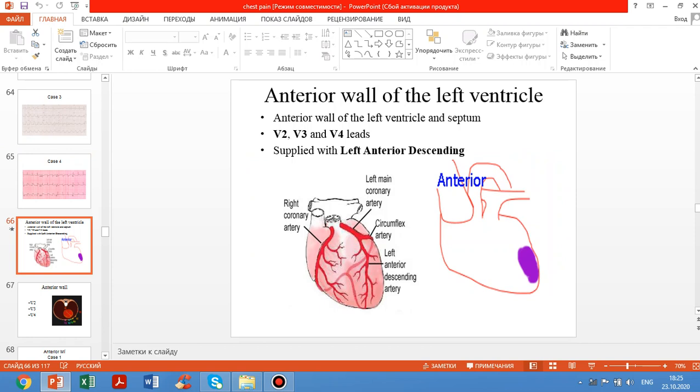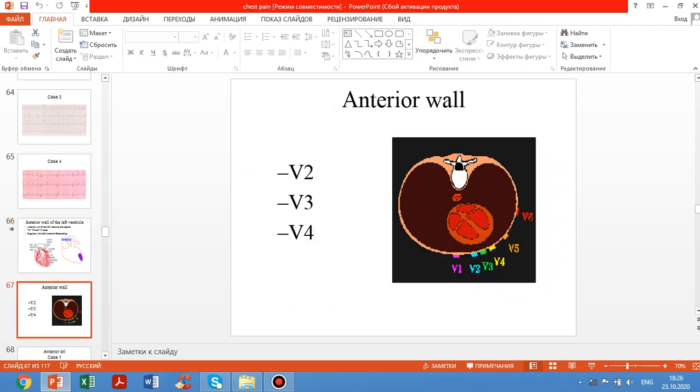Anterior wall of the left ventricle. Anterior wall of the left ventricle and septum. This is this side. Damage in this side is shown in V1, V3, and V4 leads, supplied by the left anterior descending artery. You can see these anterior wall changes in V2, V3, and V4 leads.